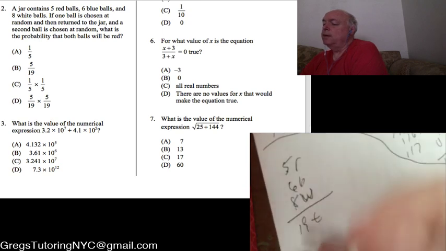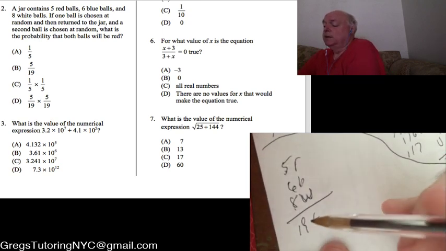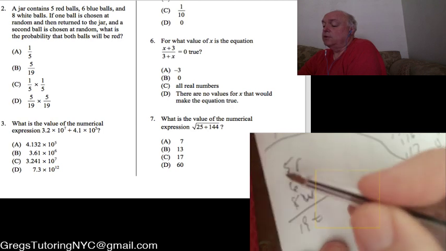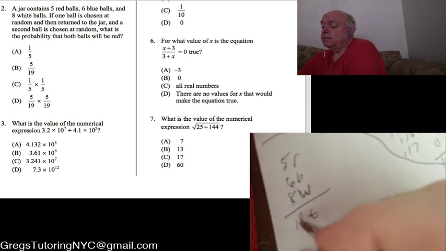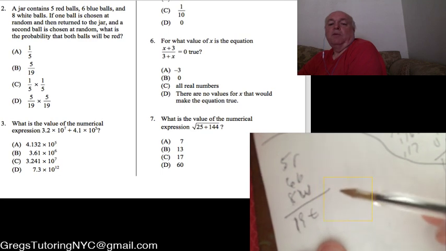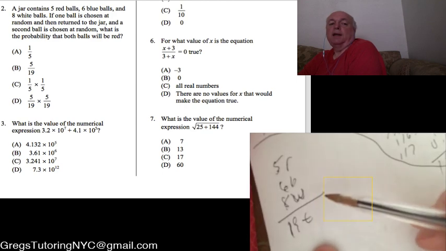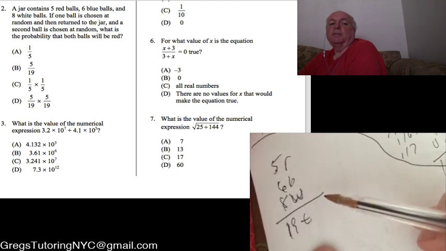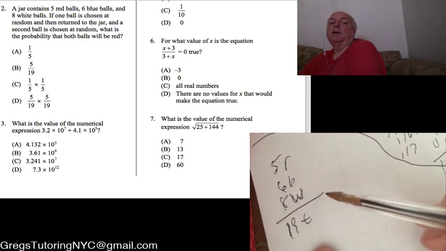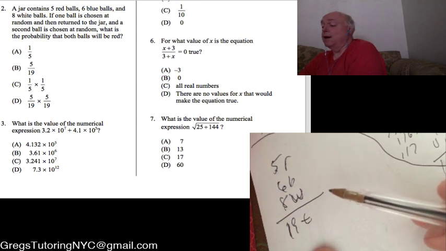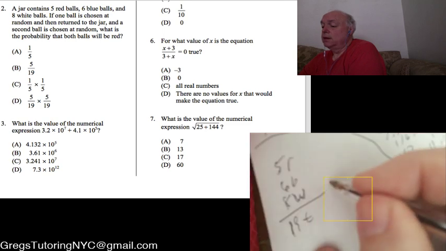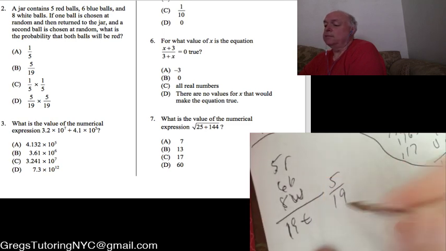Because normally in this kind of question, this is what's going to happen. So let me just make sure it's 19. Yeah, we get 19. All right. If one ball is chosen at random and then returned to the jar, and the second ball is chosen at random, what is the probability that both balls would be red? So basically if a red ball was chosen, it would be 5 out of 19.